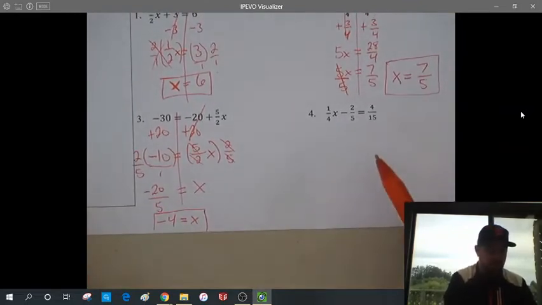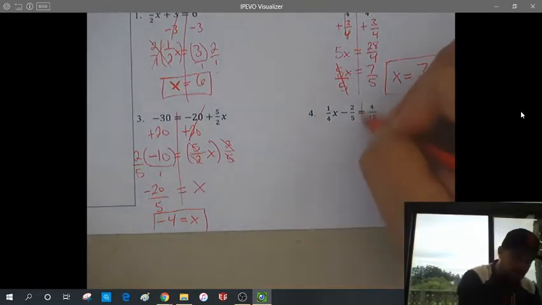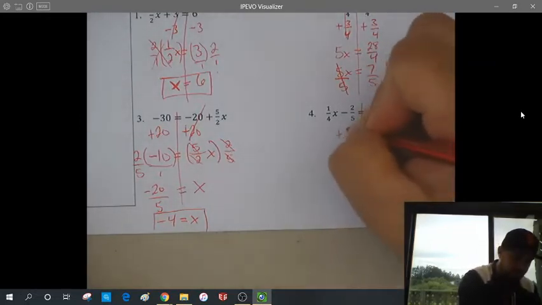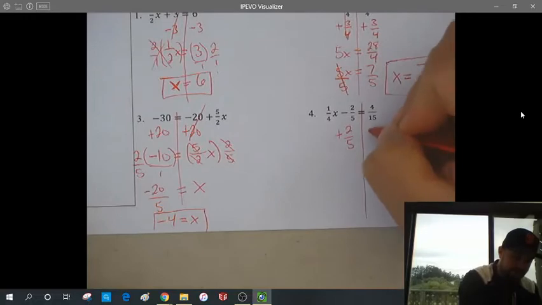Okay, and then number 4, one where we have 1/4 x, so we have a fractional coefficient, we have a fraction as a constant, and it's set equal to a fraction. So lots of fractions going on in this one. So first the constant, add 2/5 to both sides.